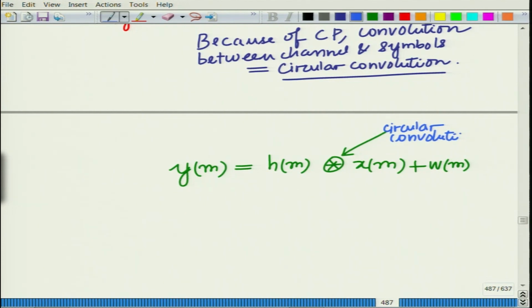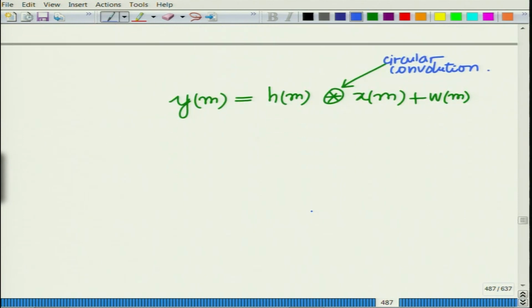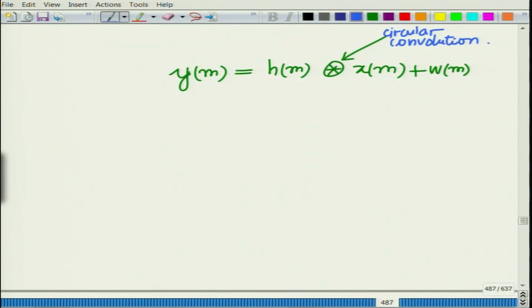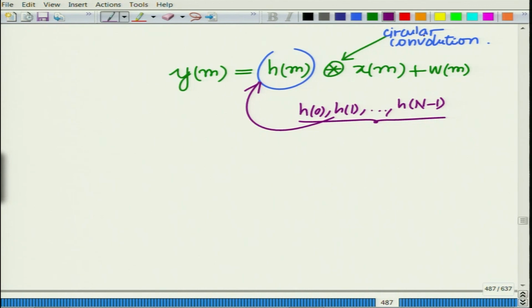This is essentially your circular convolution, and therefore, now if you look at the outputs, these h0, h1, up to hn minus 1, you might well recollect, these are the channel taps. So, these are your n channel taps and these represent the ISI channel.